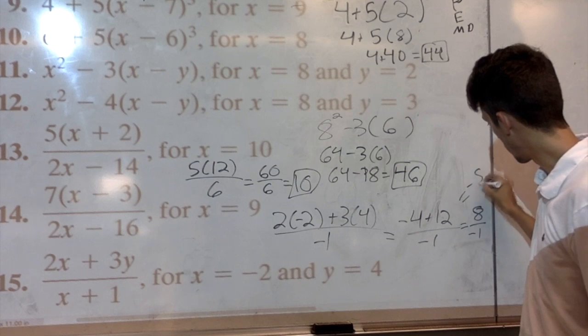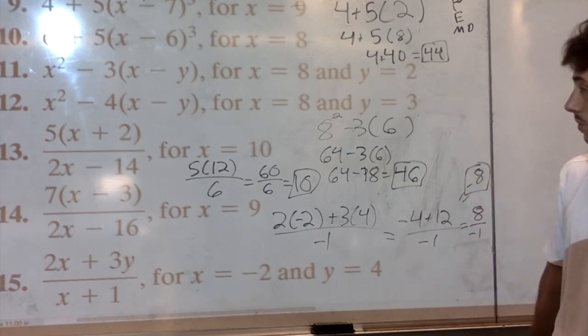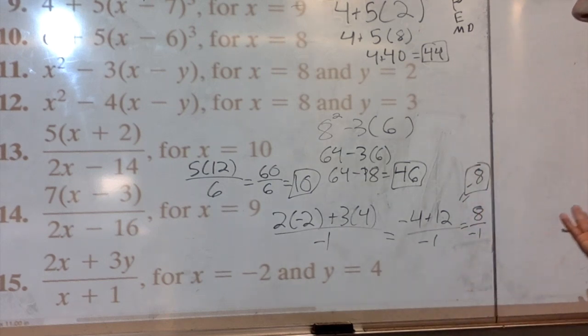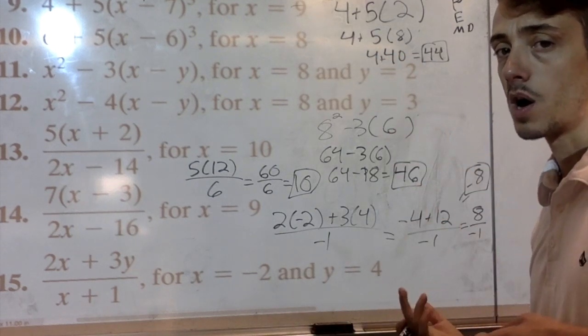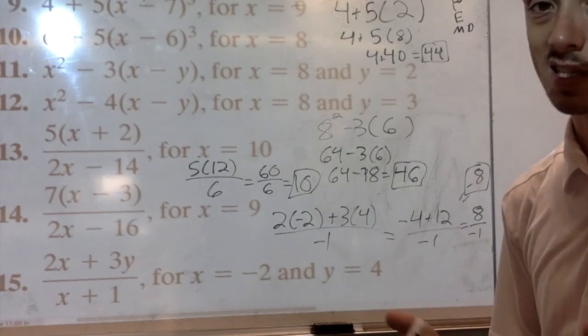Which we can then rewrite to negative 8. Good. So that's the first 15. You know what x can be, you know what y can be, they hand that to you. I think the trickiest part is double checking your arithmetic and being consistent with that.